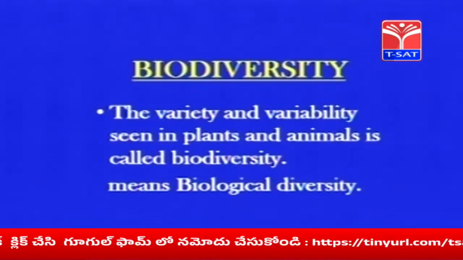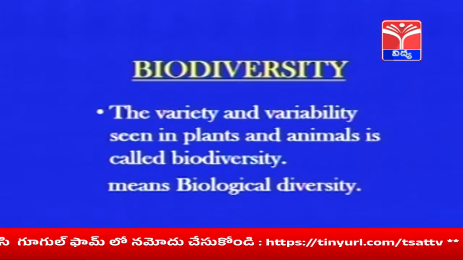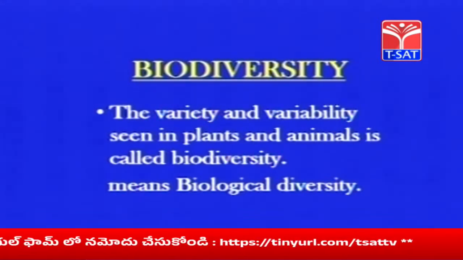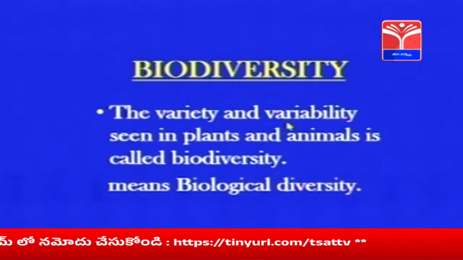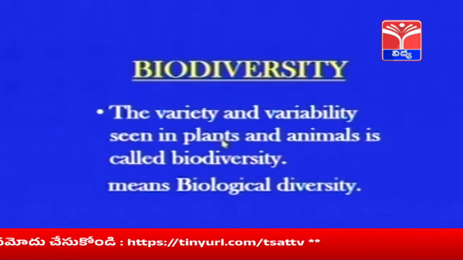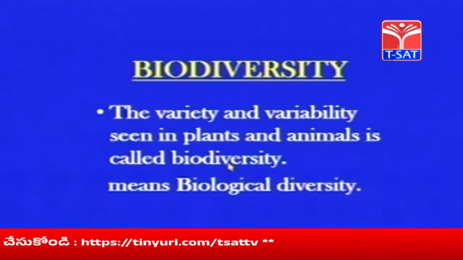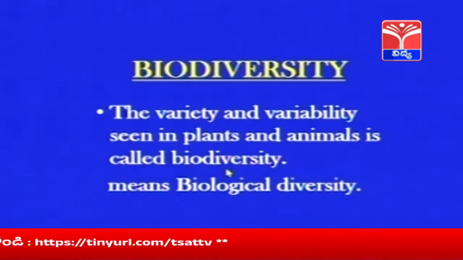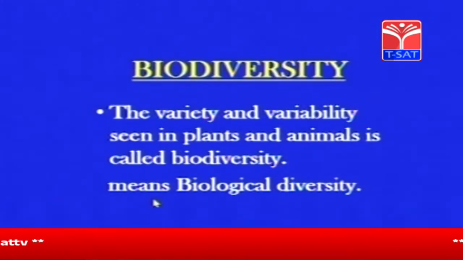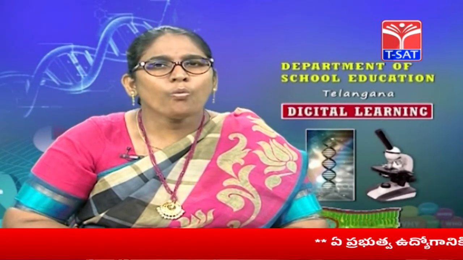So children, we will try to define what is biodiversity. The variety and variability seen in plants and animals is called biodiversity. So this is the definition of biodiversity. In other words, it is biological diversity, that is, the diversity in the living forms.